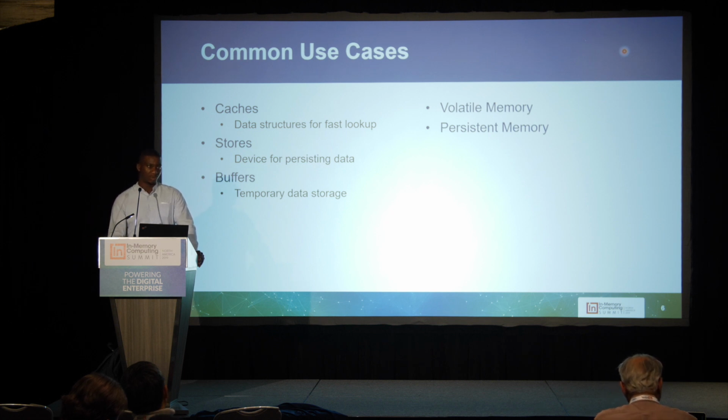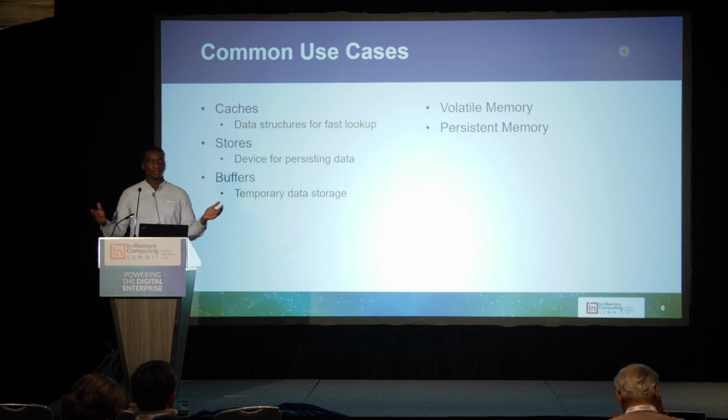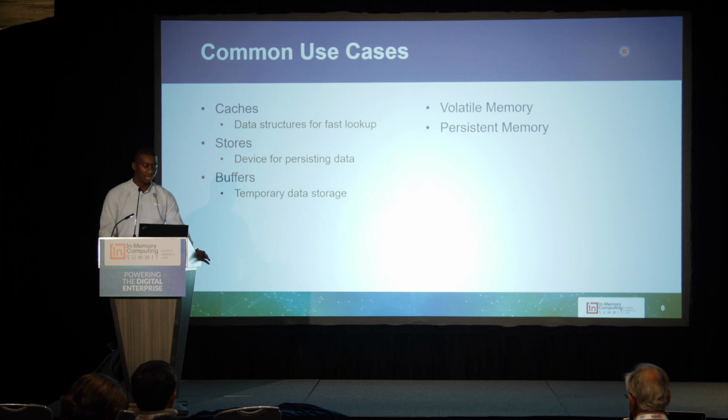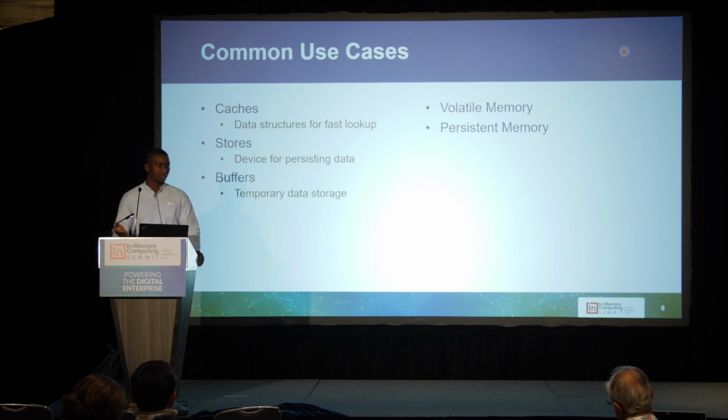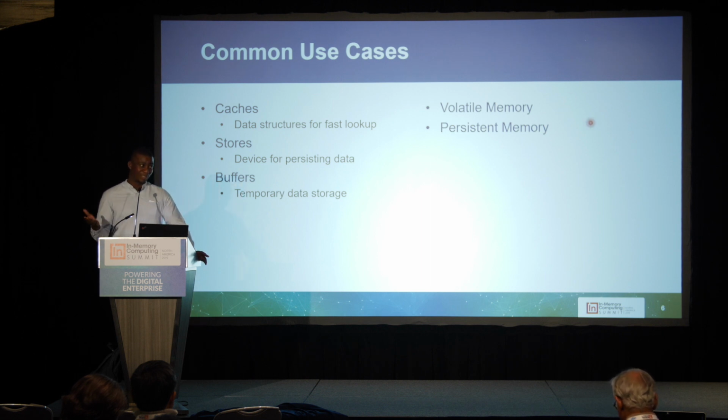Your stores, where you persist your data, typically on disk, are also another good candidate to move to persistent memory. And then your buffers. What I mean by buffer is a temporary store, where you write data temporarily, and then you flush it to your persistent store later on. So all of these are areas where you might want to move from the existing disk or DRAM to persistent memory.